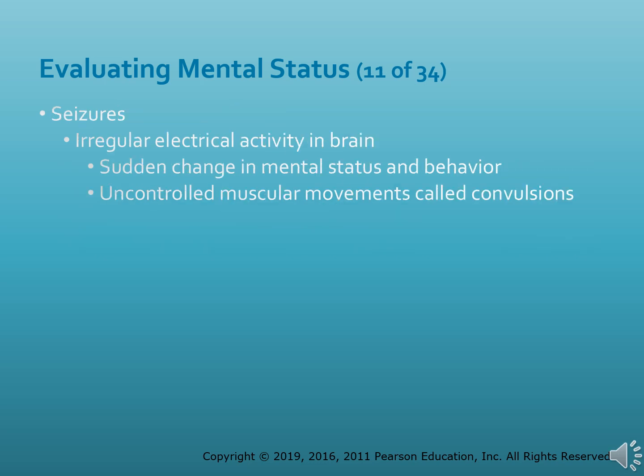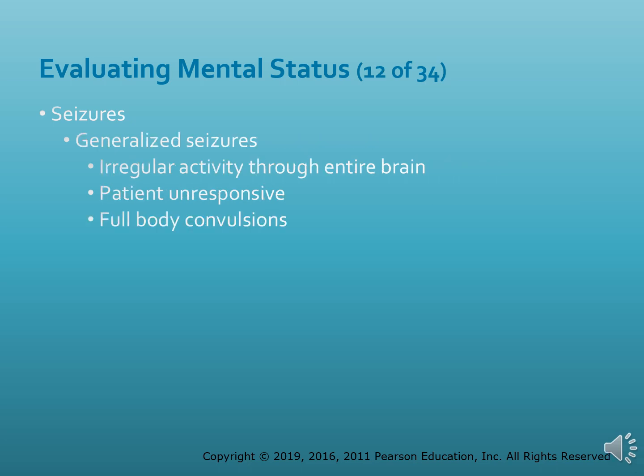Next, we're going to talk about seizures, which are irregular electrical activity in the brain. They cause sudden changes in mental status and behavior and uncontrolled muscle movements called convulsions. In a lot of the patients that you know for sure are having a seizure, their whole body will be jerking and convulsing, whereas in others it might just be their eyes twitching or their fingers flickering, and some, which they call absence seizures, are a blank stare. These are things we're going to go over during our skills day.